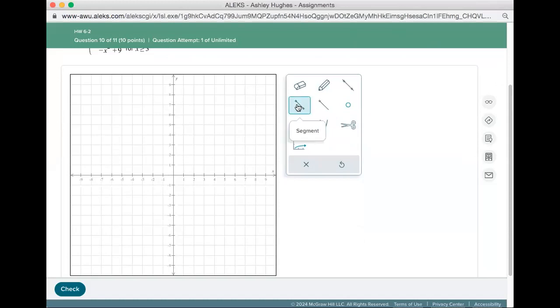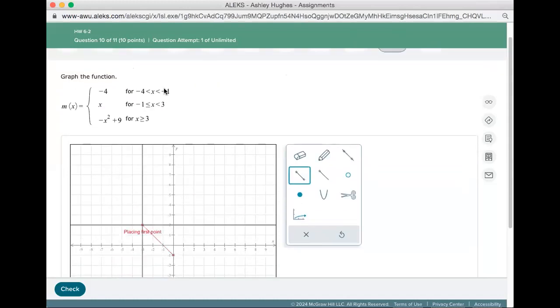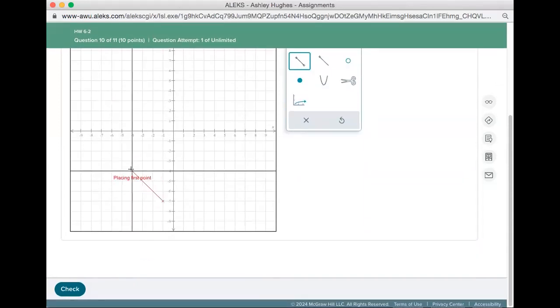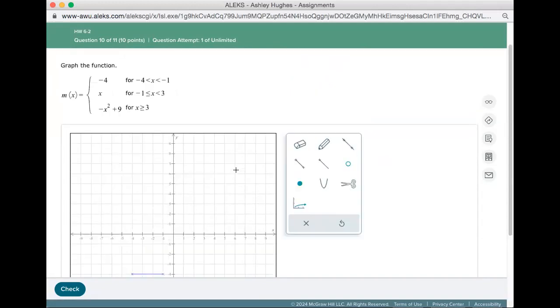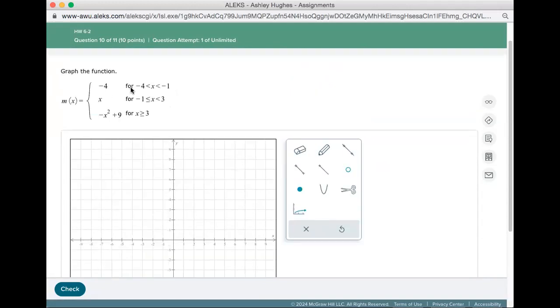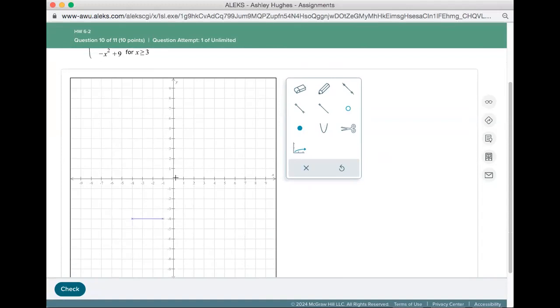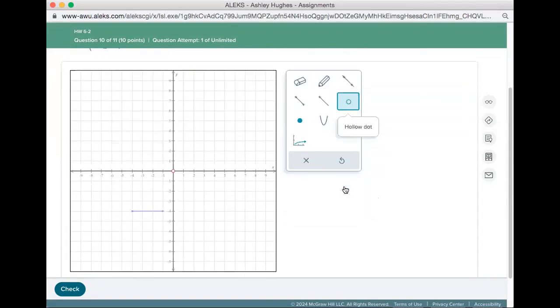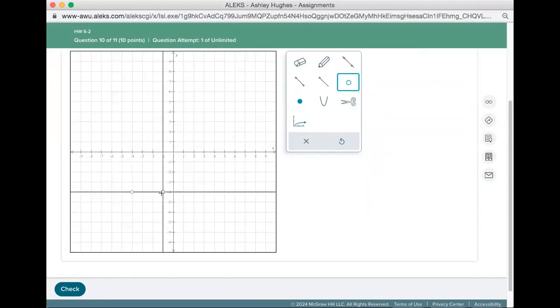So I'm going to select this segment, and it's going to be from -4 to -1. So x is -4, and here's -4, and I need to be down at -4 to -1. Okay, so that's the segment y equals -4 from -4 to -1. And then notice there's not an equal sign underneath either of those, so we're going to use open circles on the endpoints.